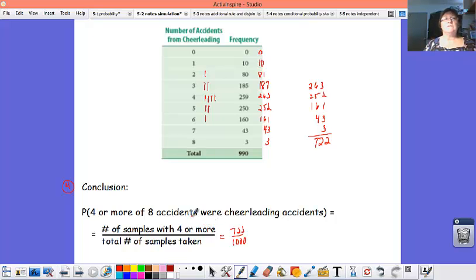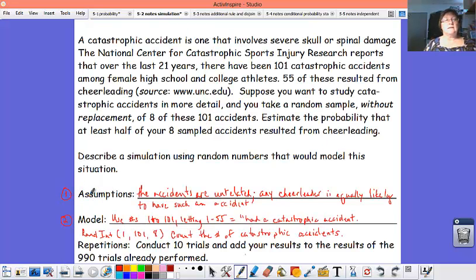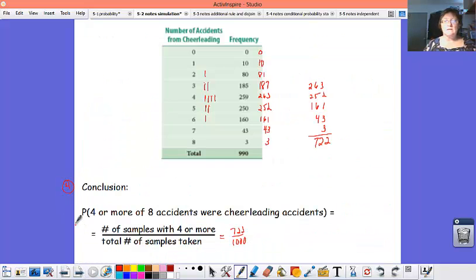So there we've done our simulation. So to recap, 4 steps in a simulation. The first is stating the assumptions that you're making. The second is model. The third is do repetitions, many of them, the more the better. And the fourth is writing your conclusion.